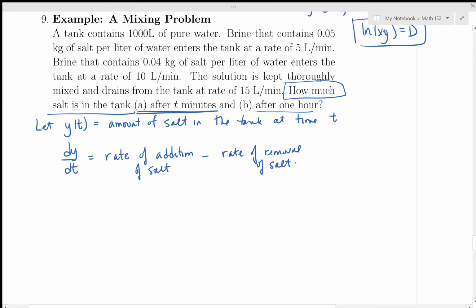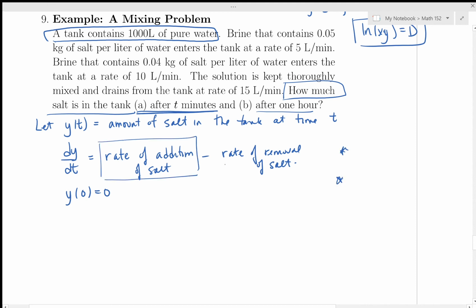The next thing I'm looking at, a tank contains 1,000 liters of pure water. That's at the beginning. That means there's no salt in the tank. It's pure water. So from that, I understand that y of 0 is 0. Okay, now I've got the start of a differential equation here, and I've got an initial condition. So what I clearly need to figure out is these two things: what is the rate of addition of salt, and what is the rate of removal of salt?